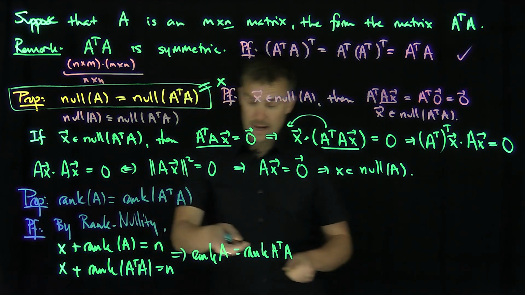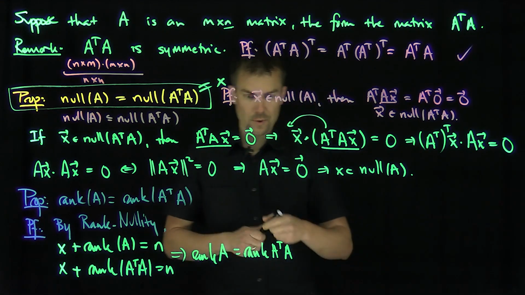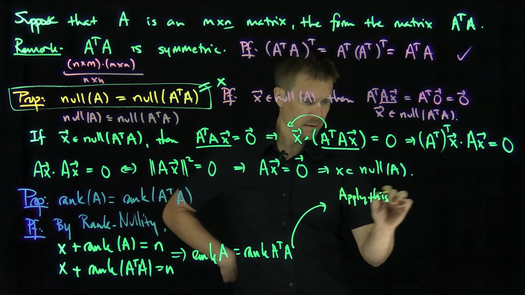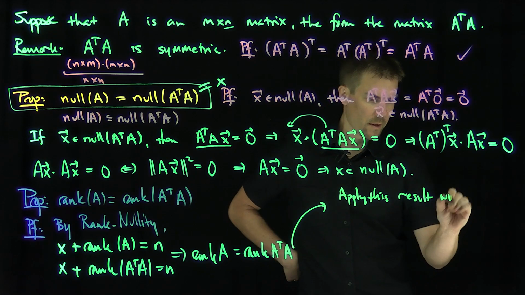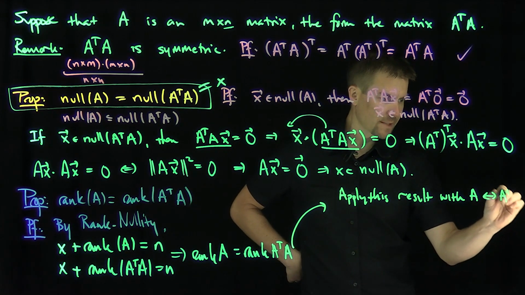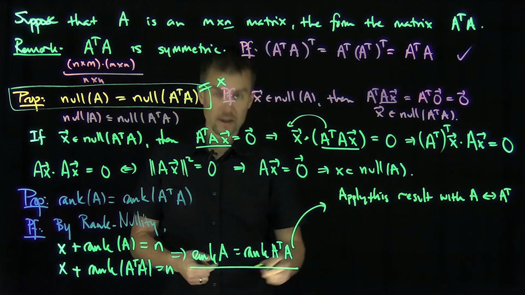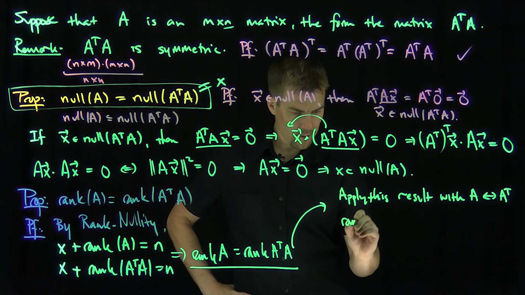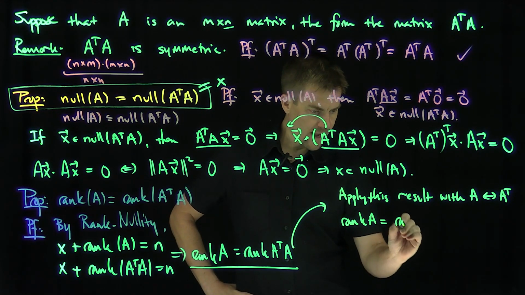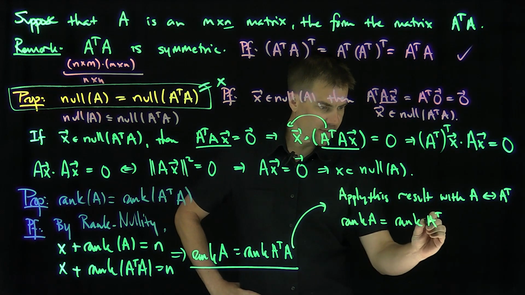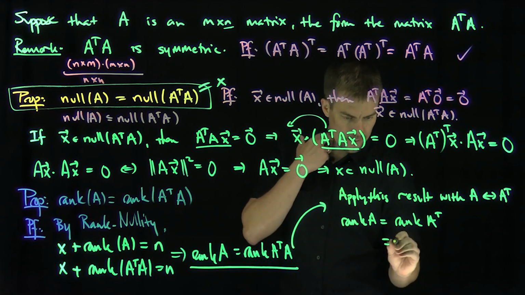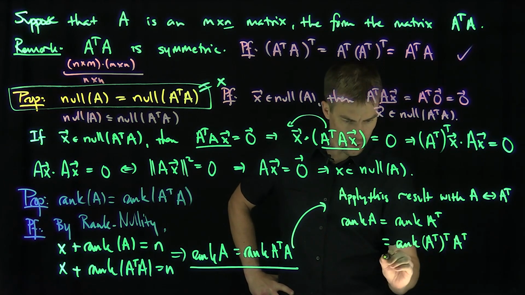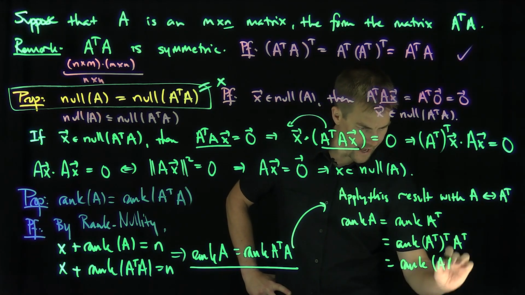Excellent. Okay, now we get an immediate consequence of this too. What's the consequence that we can conclude from this? Apply this result with A changing place with A transpose, right? So in other words, I can apply this theorem over here with A being replaced with A transpose, and what we get as a result is that the rank of A, which is the rank of A transpose, because I know the rank of A is the same as the rank of A transpose, is the same as the rank of A transpose A transpose, which is just the rank of A transpose, right?